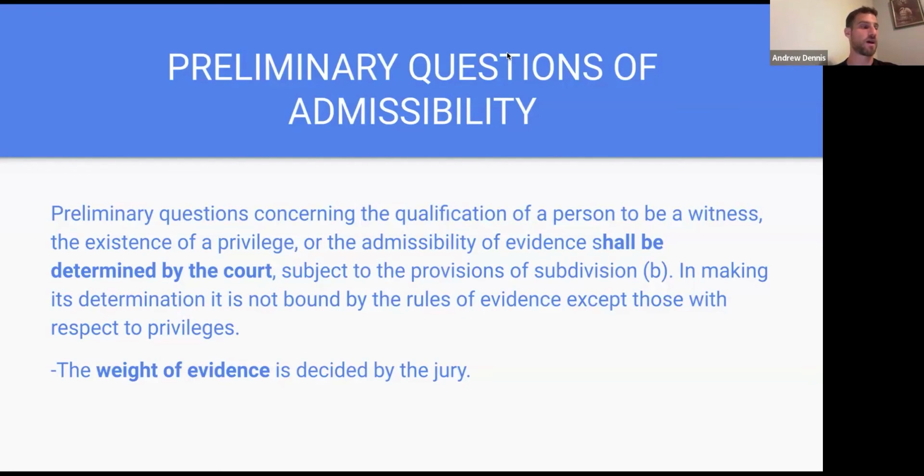And then grand jury proceedings. In grand jury proceedings, the rules of evidence do not apply.